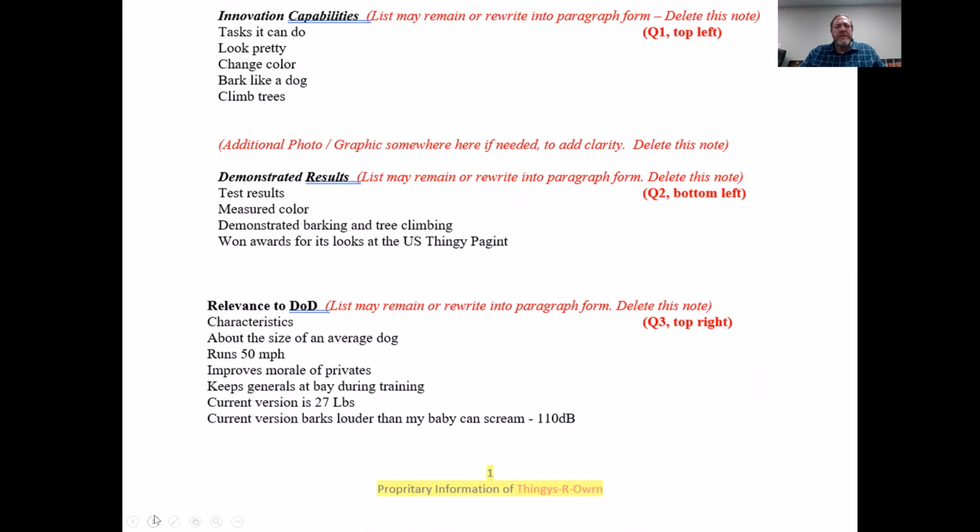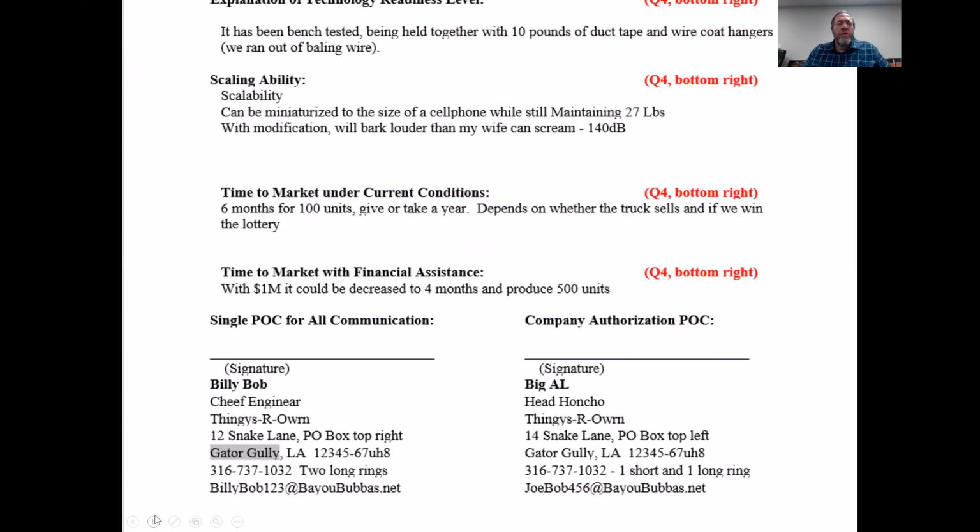Next section is the innovation and capabilities. Wait a minute, I missed a section here. The next section is explanation of top technology and readiness level. This is going to be that sentence underneath the TRL in quadrant 4. That's what you would want to bring across here to start the second version of your draft based off of our first one. Then the scaling ability section, bring that information across, and then time to market with and without financial assistance. This will give you an opportunity to come very close to the key points you want to make in your paper, and then start from that point and be creative from there.